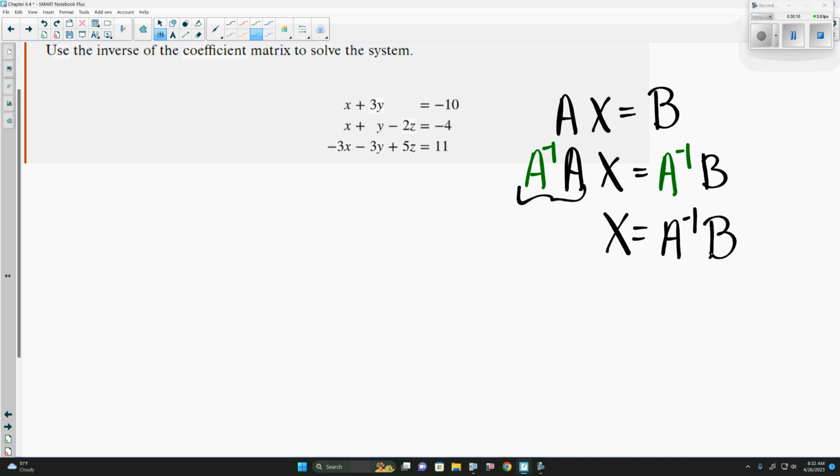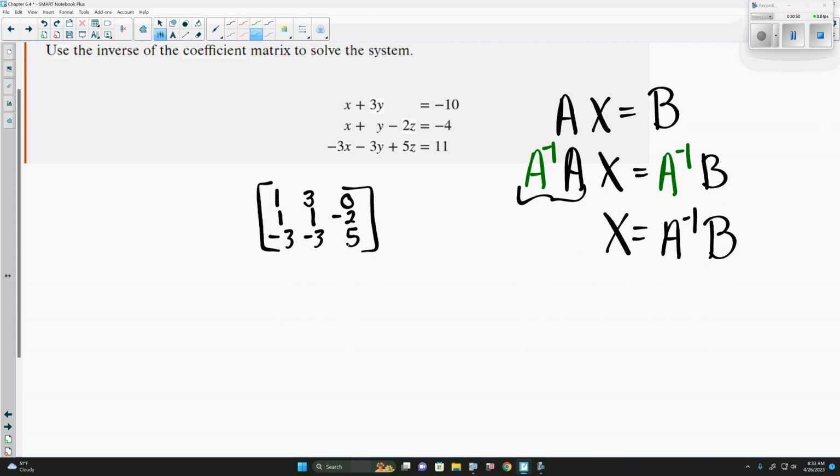How we do this and what everything stands for is, one, we rewrite the left side, so the x, y, and z, as an augmented matrix. So for the first row, we'd have 1 for x, 3 for y, and since there is no z, it is 0. Second row, 1 for x, 1 for y, negative 2 for z. And the last row, negative 3 for x, negative 3 for y, 5 for z. Now the question is, why don't we do the little bar or include negative 10, negative 4, negative 11 in the first, second, and third row respectively?